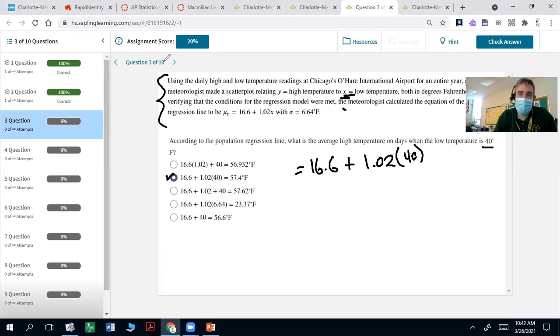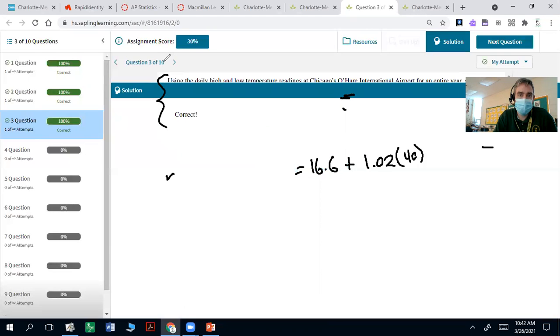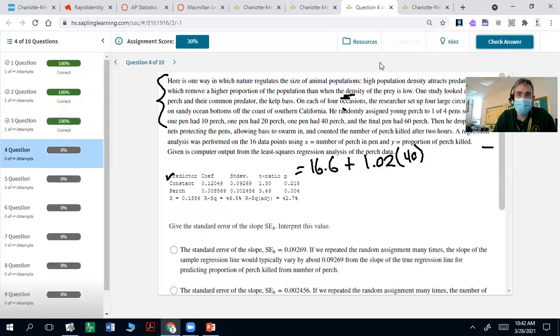So that one was probably the least amount of thinking involved. This is just plugging in a number. Any questions on that one? Okay, it says I'm correct. Oh, I didn't click next question.